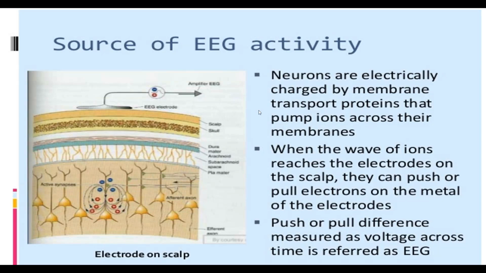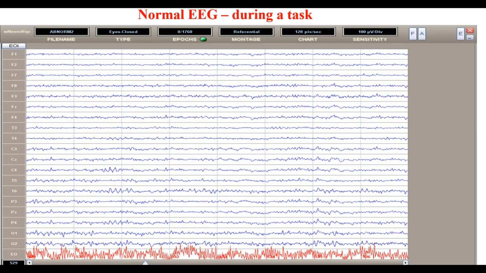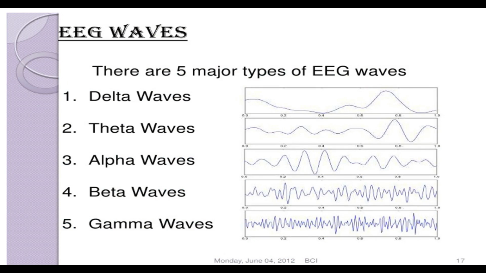QEEG 101 gives an example of what the sensor is picking up from the ionic transfer in the tissue below, the gray matter. This is what a normal EEG will look like. We divide the waveforms into 5 different waveforms: delta 0 to 4, theta 4 to 8, alpha 8 to 13, beta 13 to 30 roughly, and gamma anything above 30.